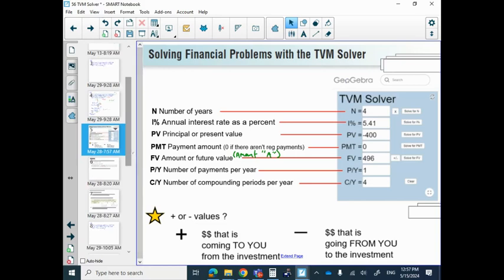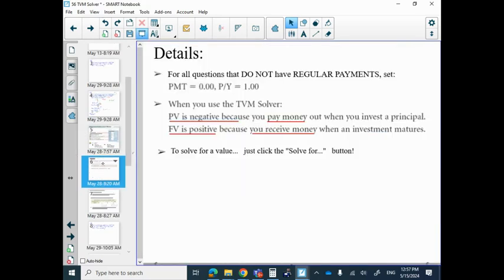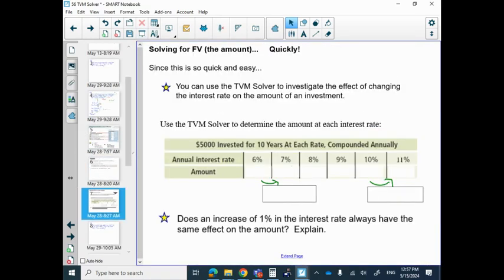Okay. The next page is just a summary of that stuff, but it's already been explained, so I'll just skip it. Since it's pretty quick and easy to run numbers, you can easily calculate what the amount of a $5,000 investment would be after 10 years. So let's do the amount for 6%. $5,000 for 10 years at 6%.